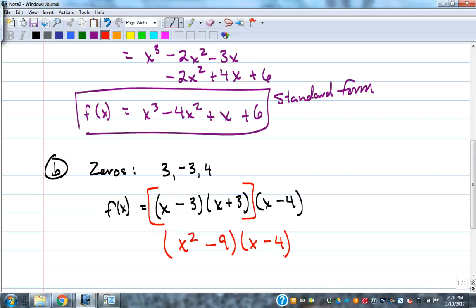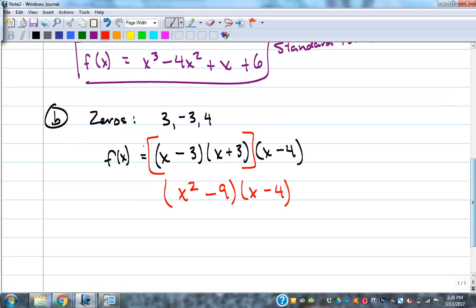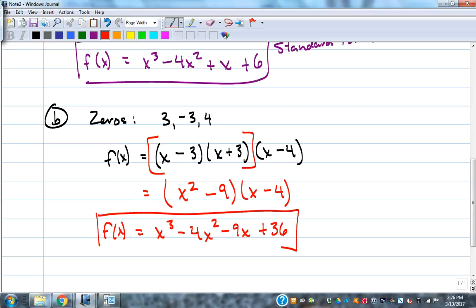We know the middle pieces cancel out. And then you're just multiplying these two together, which is much easier than multiplying out the trinomial. So that's x cubed minus 4x squared minus 9x plus 36. So there's our standard form.